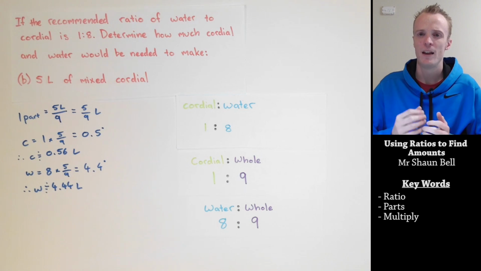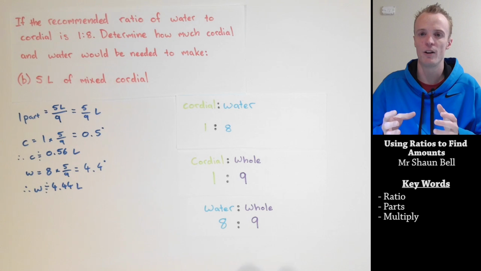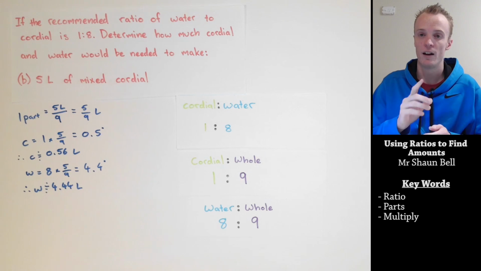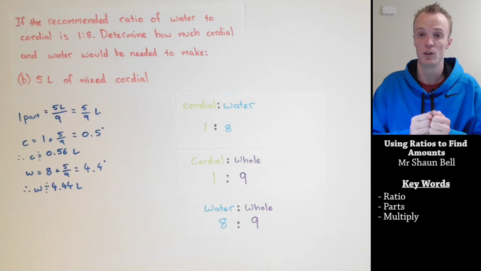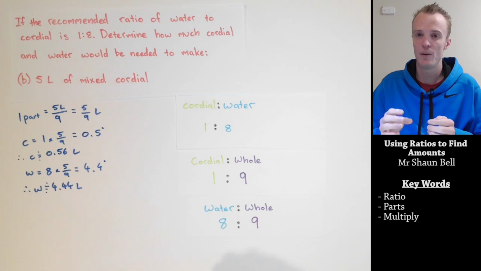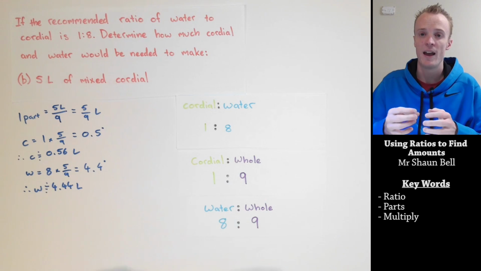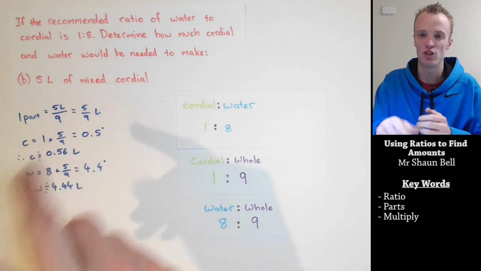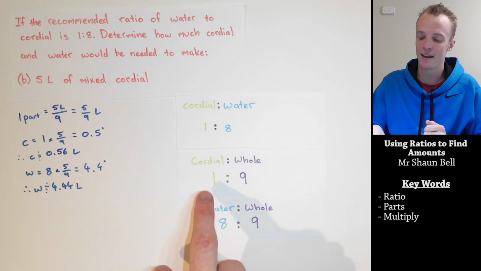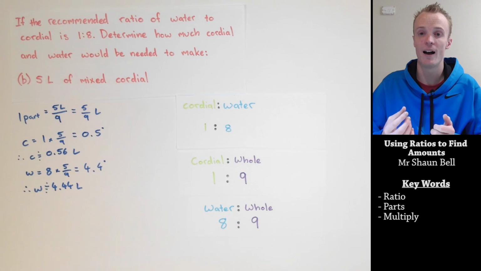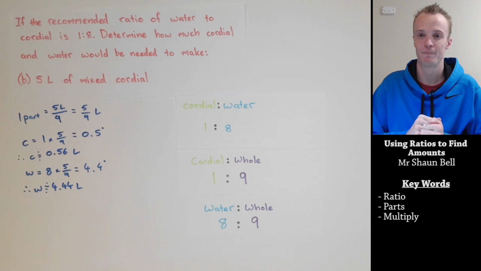So to recap, if I know the total amount of mixture that I want to create, and I also know the ratio of each ingredient that's going to be used, the first step is to work out how many total parts there are. From there, I then work out from my total mixture how much would be in each individual part. Finally, I multiply it back out to how many parts there are for each ingredient.